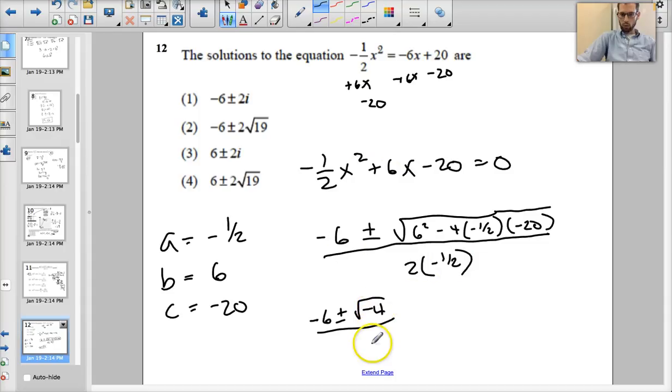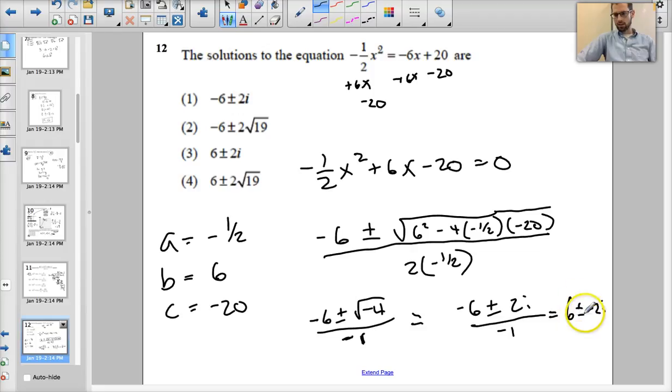2 times 1/2 is 1. A positive times negative is a negative, so that's all going to be over negative 1. I know that the square root of negative 4 is equal to 2i, so I've got negative 6 plus or minus 2i all over negative 1. So this is going to be equal to negative 6 divided by negative 1 gives me a positive 6. 2i divided by negative 1 gives me a negative 2i, so it'll be 6 plus or minus negative 2i, which is just the same thing as 6 plus or minus 2i since I've got the positive and the negative thing. So that's going to be answer choice number 3.